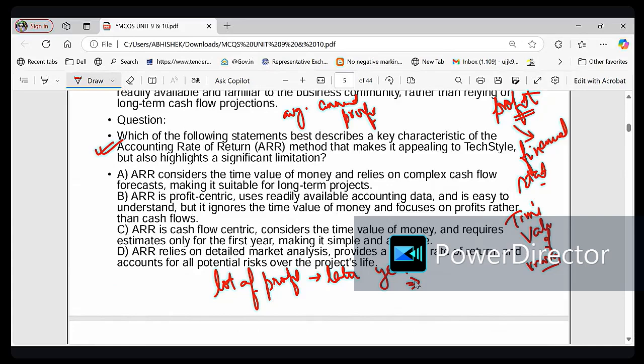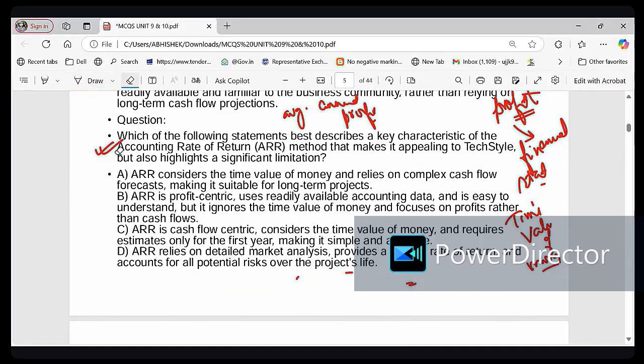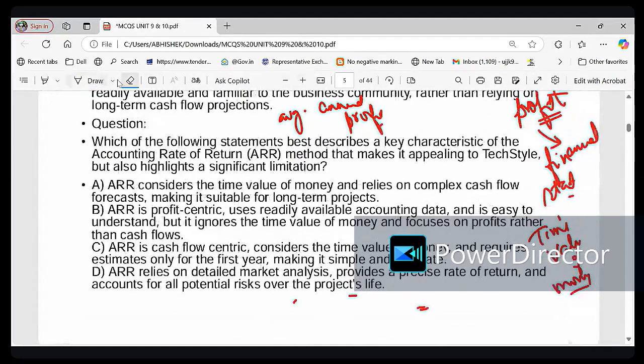So let's go through the options. Any answer from your side? Which option do you think is correct? Any answer about ARR? Right. What do you think is the correct answer here? So let me explain. Let me go option by option.